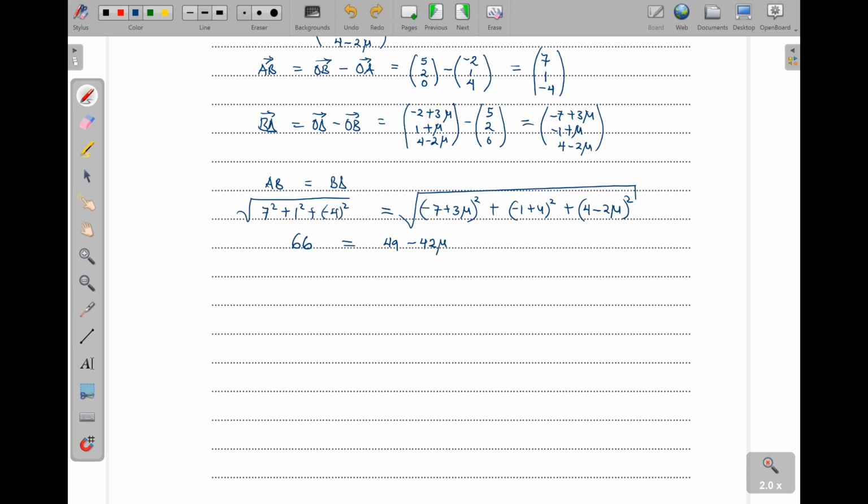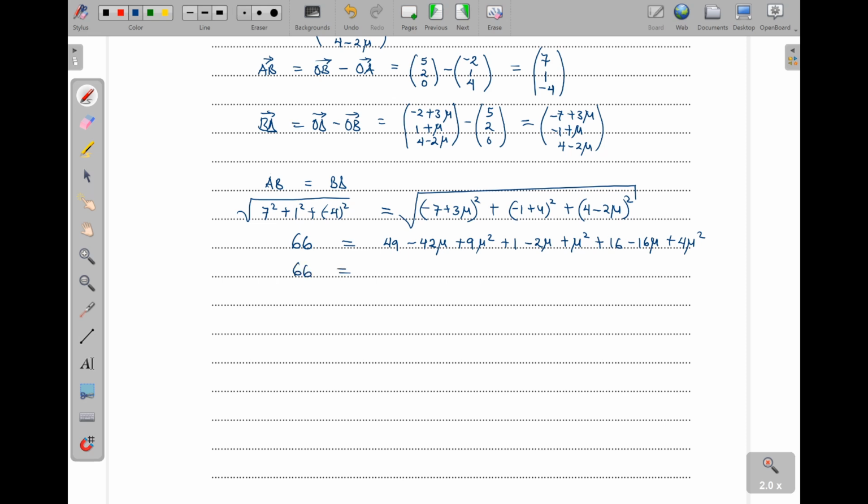Then square this one, it will be 9 mu squared. Then square this one here, you will get a 1. Then 2 times this times that, you get minus 2 mu. And then square the mu, that will be mu squared. And then square this one, that will be 16. Then 2 times 4 times negative 2 gives negative 16 mu. And then when you square this one, you get 4 mu squared. So we shall have this 66 here.